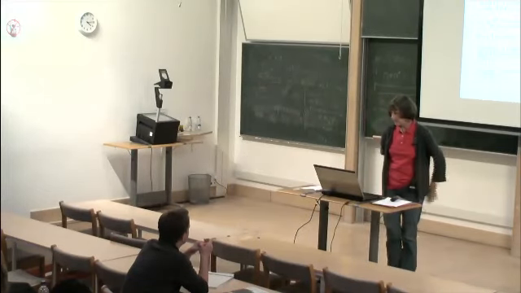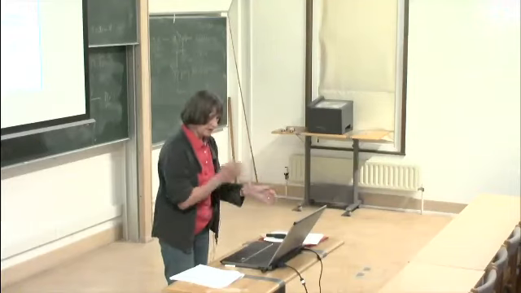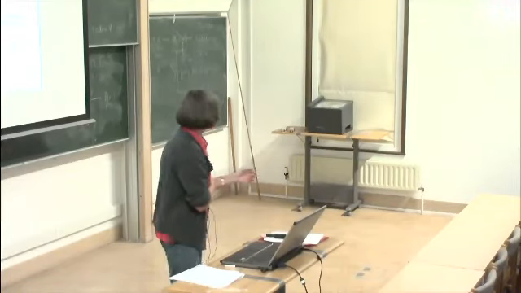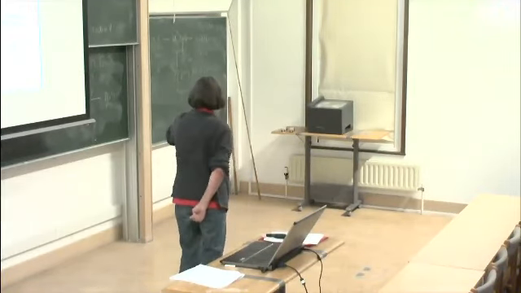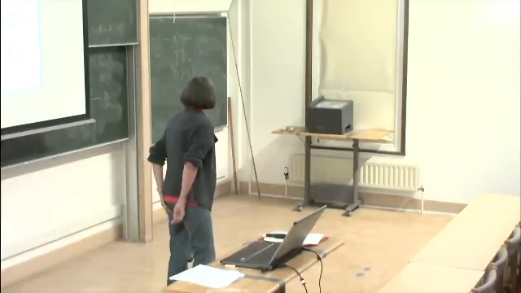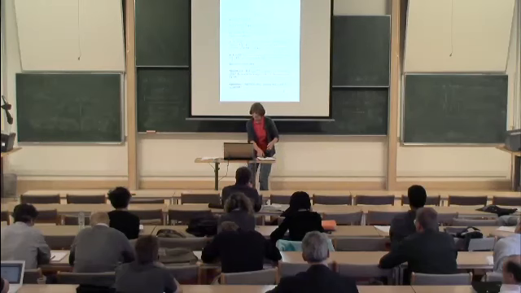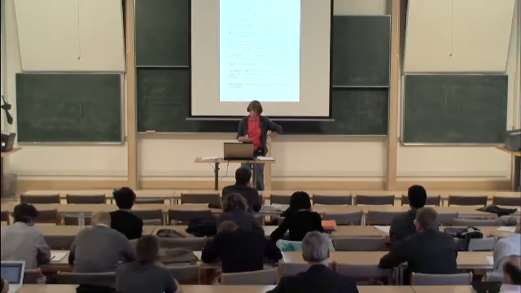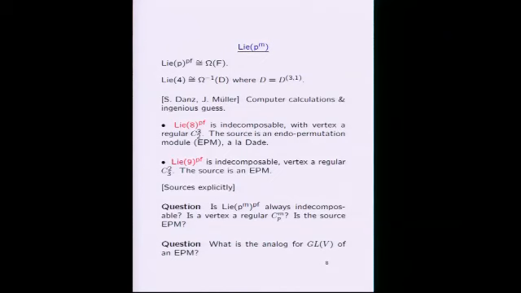Right, so this is the analog for GL(V) of an endopermutation module. I mean, I can say what it is for L4 of V, but that's the only one I know. So this is about all I wanted to say about Lie modules of symmetric groups and of GL(V).